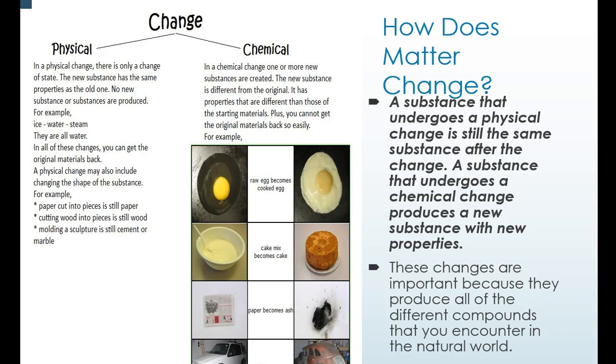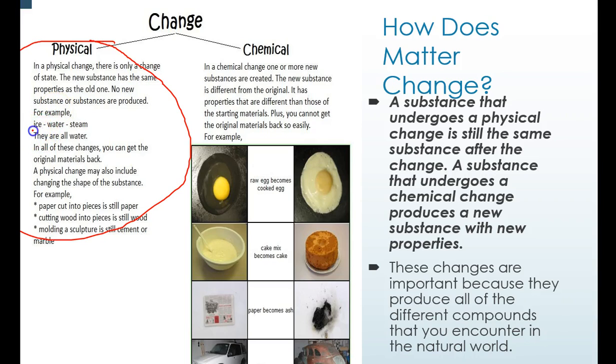So a substance, when it undergoes a physical change, is still the same substance even after the change. A substance that undergoes a chemical change is going to produce a new substance with new properties. So over here in my diagram, physical changes only involve a change of state, meaning they go from solids to liquids to gases, even maybe to plasma. The new substance has the same properties as the old one. No new substance or substances are produced.